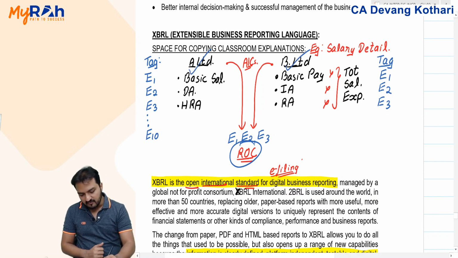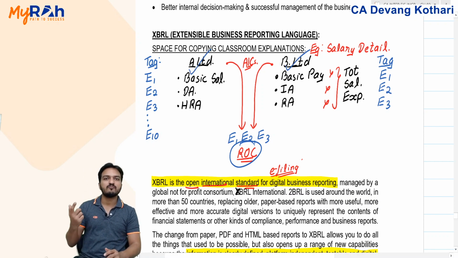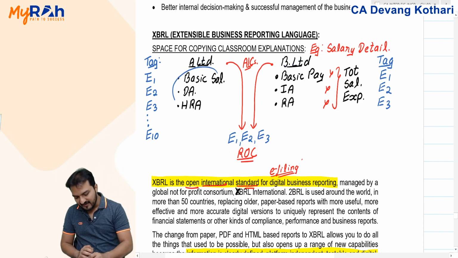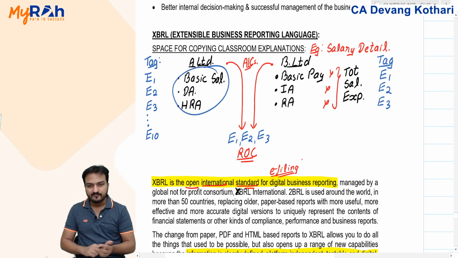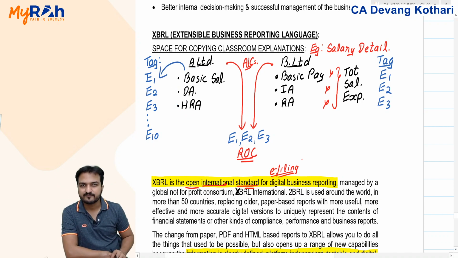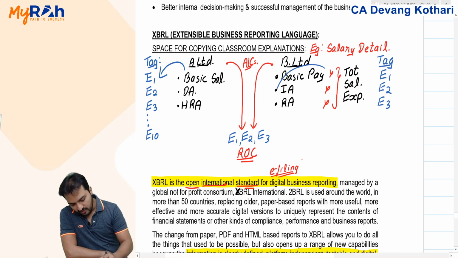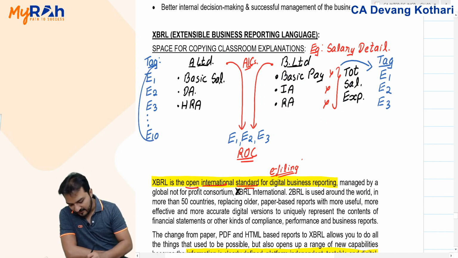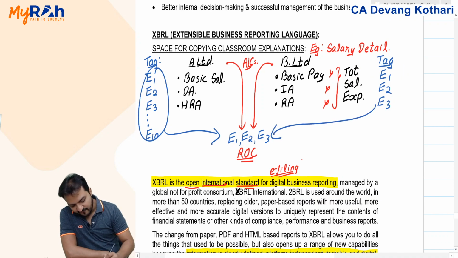XBRL is just a method of standardizing all the data that comes from the companies, such that the ROC will tell A Limited, B Limited that when you file your books of accounts with the ROC, you do not file them in the format in which you maintain them. Rather, you convert that into a standard tagging system. So all the companies are told to convert their accounting format into a standard tagging system, and what they will file is in that standard tagging format.